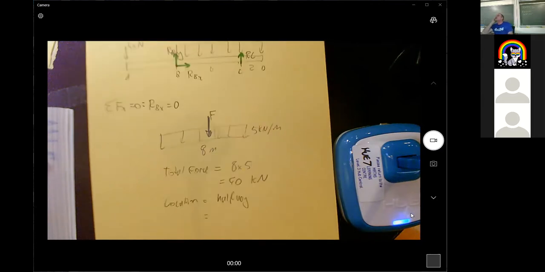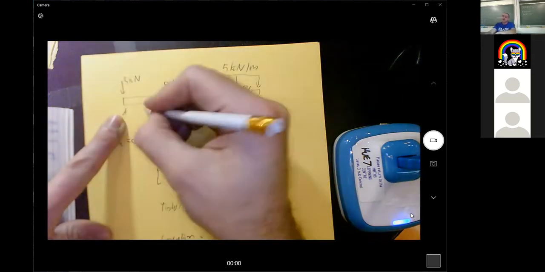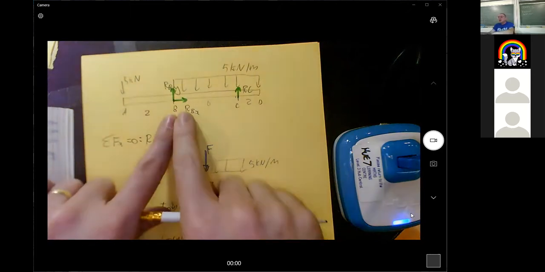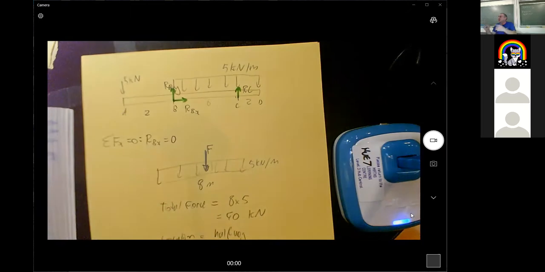What's that? I'll add this on here. Yeah, I was saying it's 4 away from B, so it's 6 away from A. Is that what you were saying? Yeah.